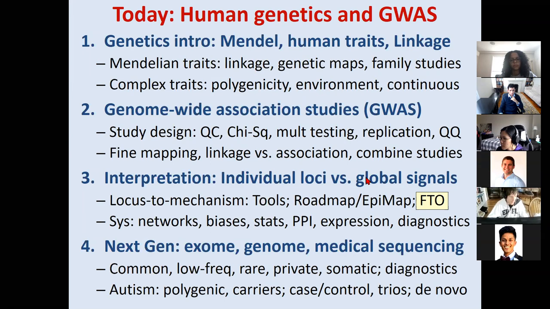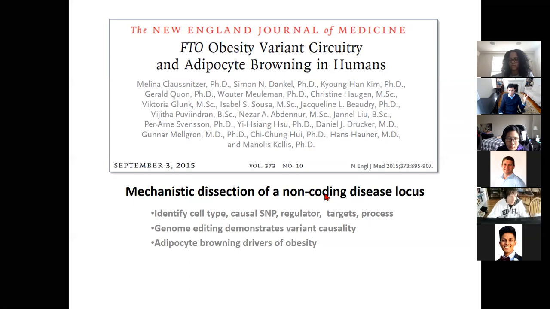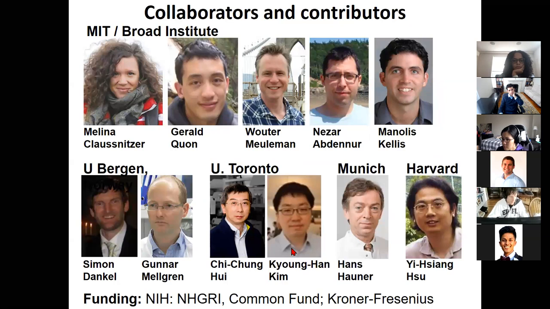So in the remaining few minutes, I want to touch a little bit on this FTO locus, which is one of the first examples of complete dissection for a non-coding disease locus, where we identify the cell type, the causal SNP, the regulator, target, and the process, and where we actually use genome editing to demonstrate the causality of that variant, namely linking adipocyte browning as drivers of obesity. And this is an awesome collaboration with Melina Claussnitzer and many others from my lab and from many other institutions.